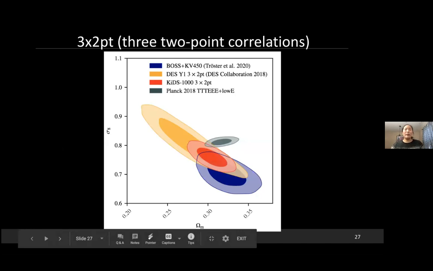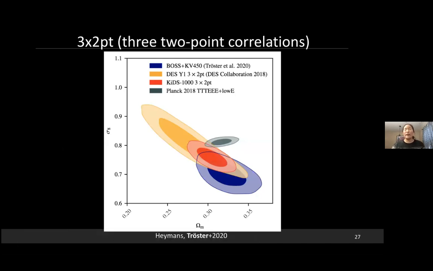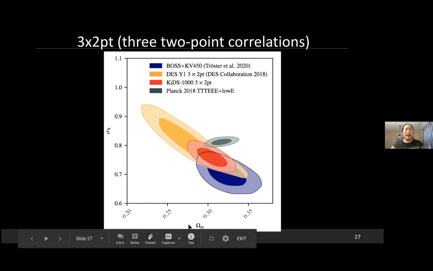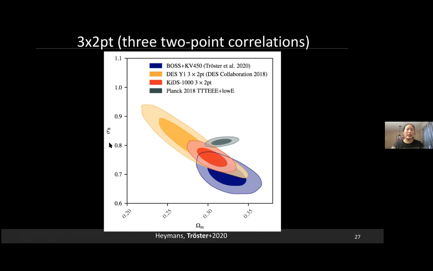Now, if you combine cosmic shear with two other two-point correlations, like galaxy-galaxy lensing and galaxy clustering, I might point out that for KiDS, it's done a little bit differently than for DES. There are some nuances here, but in general, again looking at omega matter and now at sigma 8, not the capital S8, but sigma 8 on the y-axis, there's still some sort of difference between the results coming out of KiDS. And then the DES result is this yellow contour here, and the Planck result is in gray.